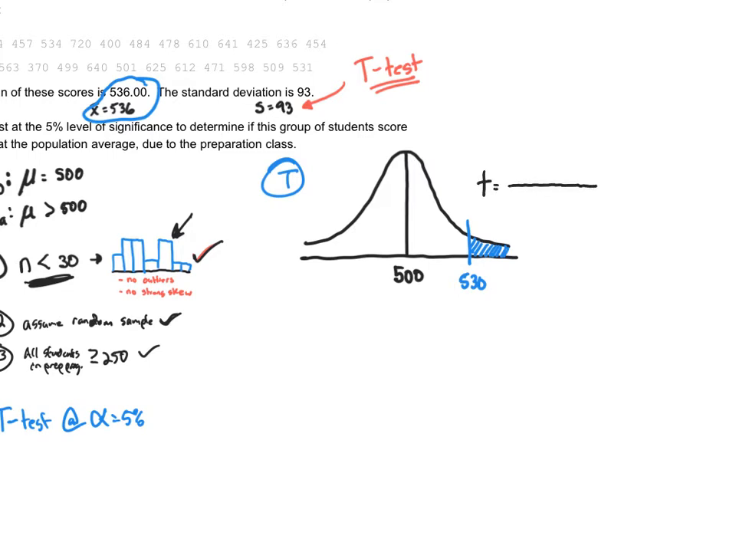How does the t-score look? It's 536. That should be a 6 right there, 536. 536 minus the claim, 500, divided by, now instead of doing like we did last time, we're going to have to put the sample standard deviation there, 93 over the square root of 25. So that's going to change it slightly. We're going to let our calculator find that number for us so we don't make any mistakes.